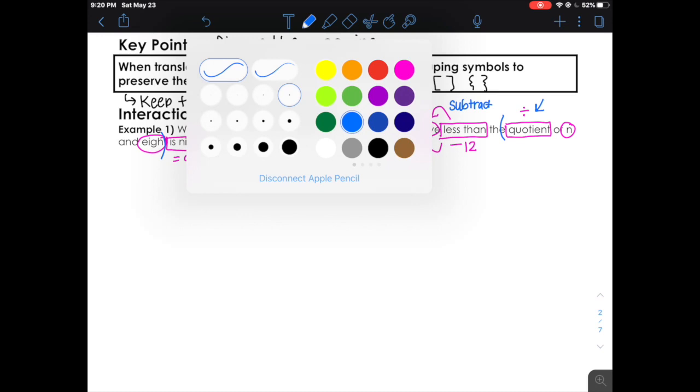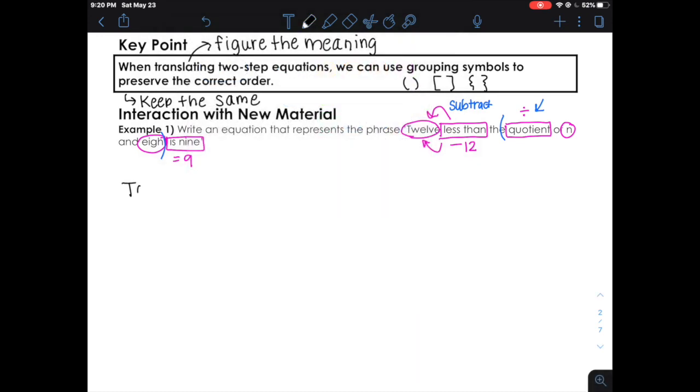So when we have a subtraction problem, we have a total, and we have two different parts.